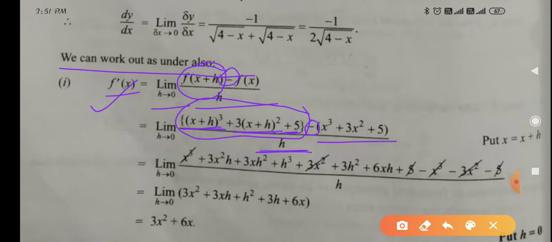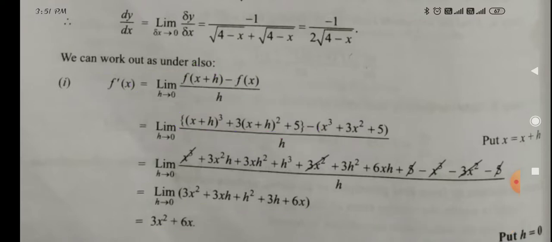Now h tends to 0 you have to take already. Now you simplify. When you simplify you will get 3x square plus 3x into h plus h square plus 3h plus 6h. Now h you can take 0 because limit h tends to 0. So you will get 3x square plus 6x. Like this you can solve all the questions of exercise 8a.